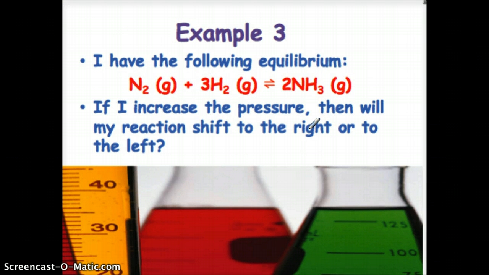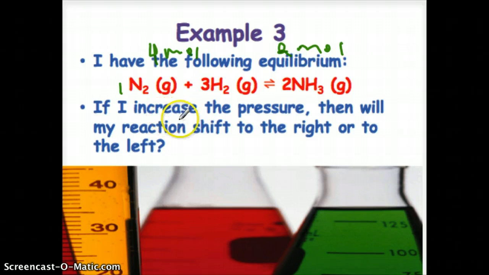So here we go. I have the following equilibrium reaction. There's 1 mole here and there's 3. So on the left side we have 4 moles total. So let's write this down. We have 4 moles on the left side, and on the right there's only 2 moles. So if there are more molecules on the left side and I increase the pressure, then will my reaction shift to the right or to the left? So take a look at your notes and then press play to see what the answer is.